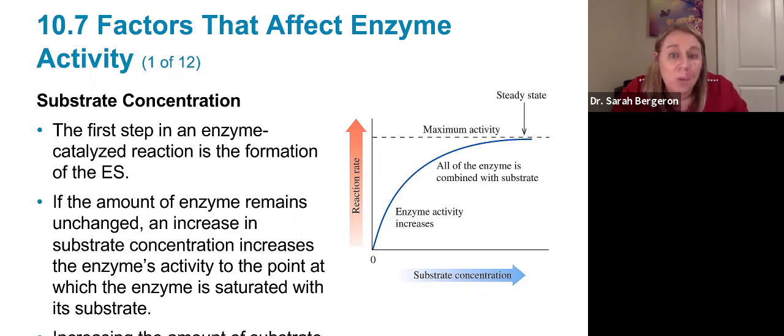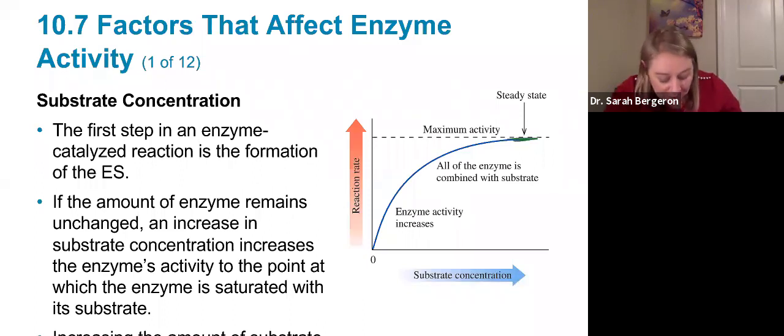our enzyme activity. One of them is substrate concentration, right? So the very first thing that has to happen in an enzyme catalyzed reaction is that we have to form that enzyme substrate complex. And the less substrate you have, the harder it is to make that enzyme substrate complex. So if our amount of enzyme remains unchanged, if we increase the substrate concentration, then we can actually make that reaction happen faster up to a certain point. And that point is the saturation point. So the enzyme is completely saturated with substrate, and even if you added more substrate, you couldn't go any faster.